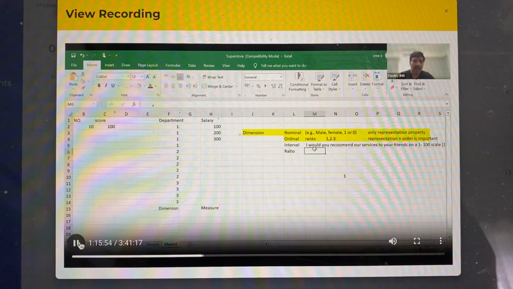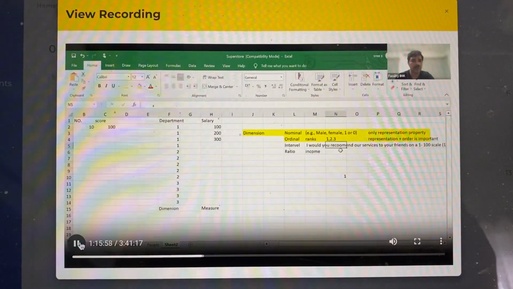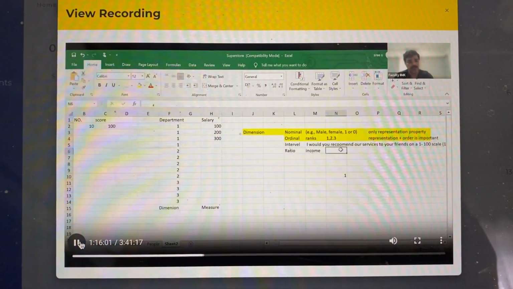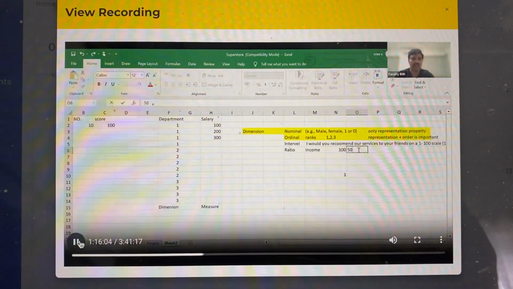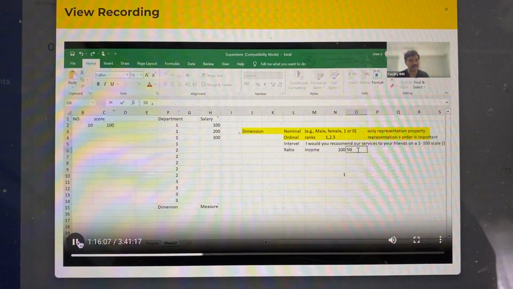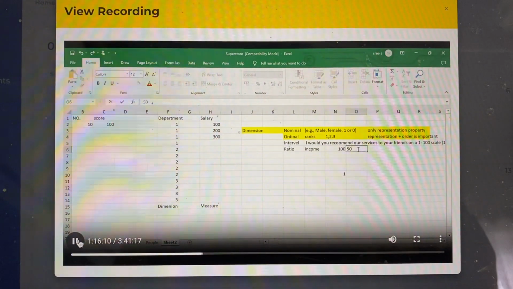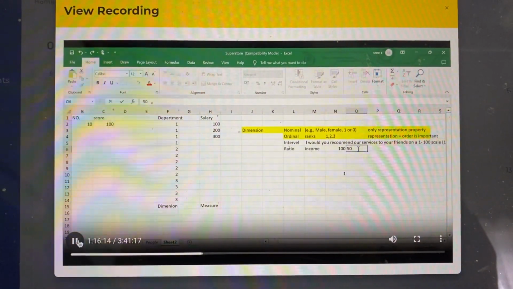Now let's assume I ask your income. Please report your income in rupees. Your income is 100, my income is 50. Can you get the ratio of these two? Does it make sense? Yes, the ratio makes sense. So I got actually income 0.